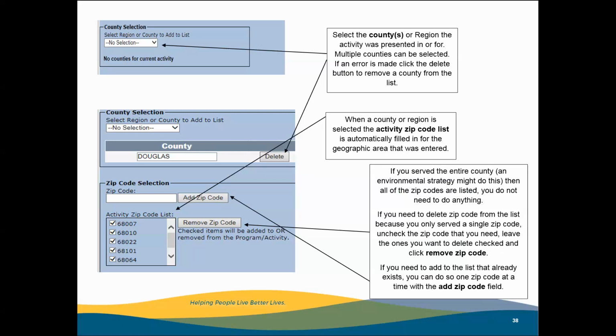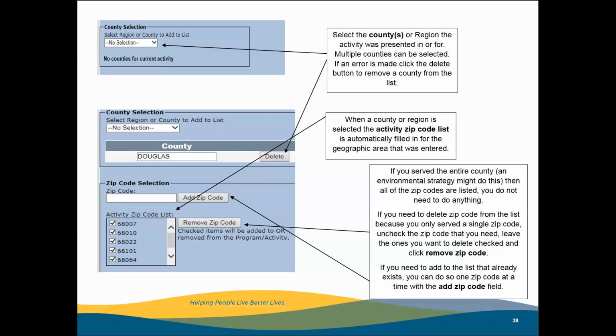So if you're serving an entire county or an entire region, you can select that from this drop-down list here at the top where it says no selection. You'll select the county that you're serving, and then it will create this box that you see on the second screenshot where it says county and then Douglas underneath. Should you have selected the wrong county, the wrong region, that sort of thing, you can delete from that box, and then you can continue to select additional counties if you need to, and they will be added to this box, and it will grow as you add additional ones, and then you can delete from your list if you need to.